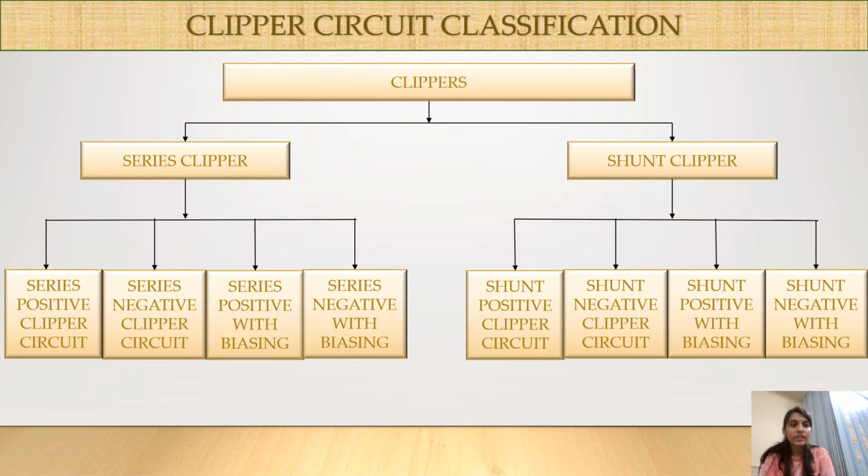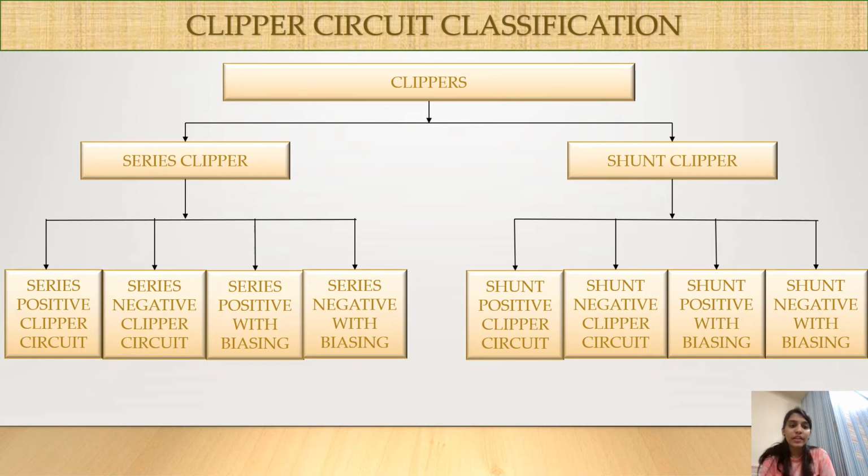So the first one is the shunt positive clipper circuit. The shunt positive clipper clips the positive half cycle of the input waveform. The second one, the shunt negative clipper circuit. In this, the shunt negative clipper clips the negative half cycle of an input waveform.